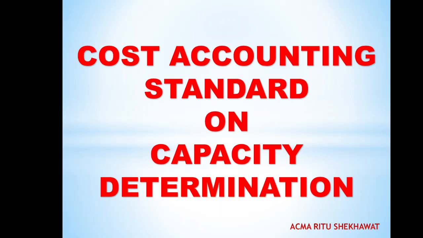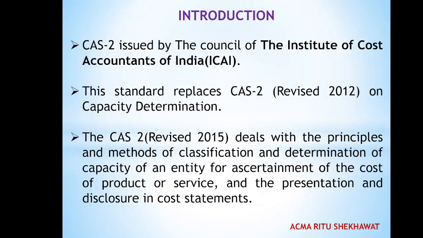So let's start with CAS 2. CAS 2 is a cost accounting standard on capacity determination. And why is there a need for cost accounting standards? We can start with the introduction. All these standards, standard 1, 2, 3, are nothing but the principles of costing. We have to use these principles and standards in making our cost statement. So that's why CAS 2 is very important.